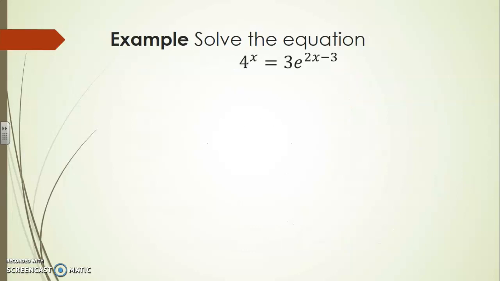Okay, here slightly different situation where rather than having an expression with logarithms, we have an expression with exponential functions. And above all, we also notice how the exponential functions have different bases. On the left, base 4 exponential. On the right, base e exponential. Okay, and our goal is to solve for x.